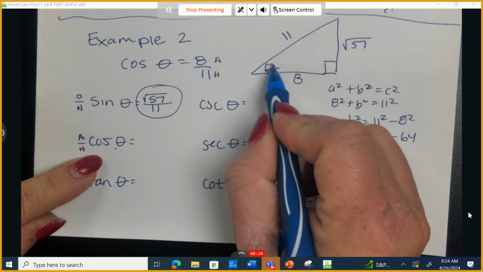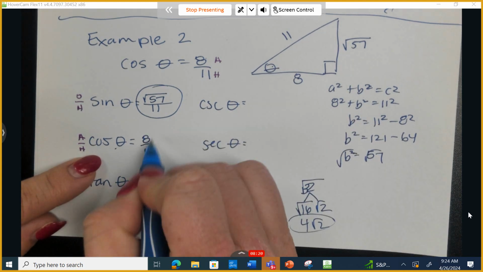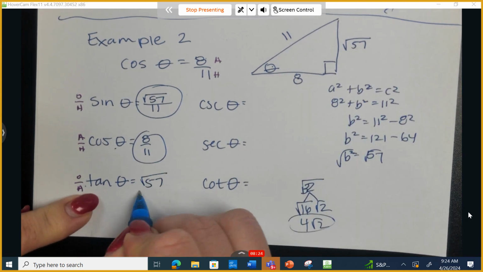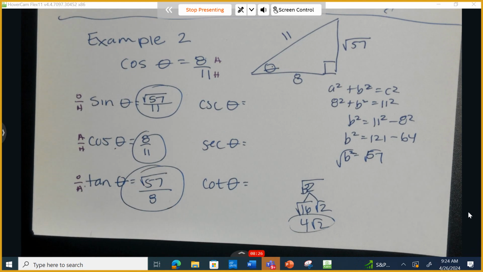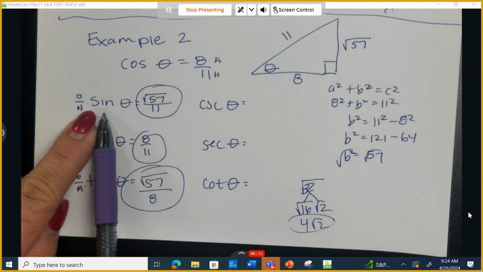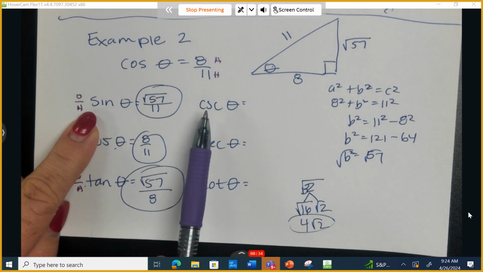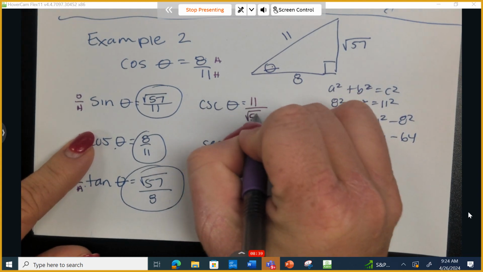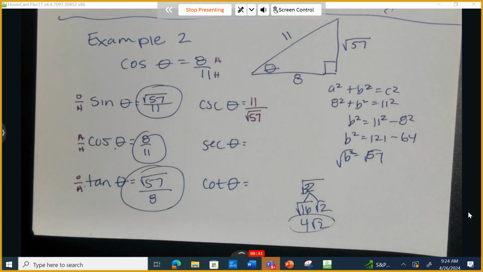Let's go to the cosine. We already know the cosine is 8 over 11. Tangent is opposite over adjacent. We're good. Now we're going to do the reciprocals of each one of these. The reciprocal of sine is pronounced cosecant. So mathematically, nothing is wrong with this. Well, what's wrong then? What's wrong is we can't leave a final answer with a square root on the bottom.